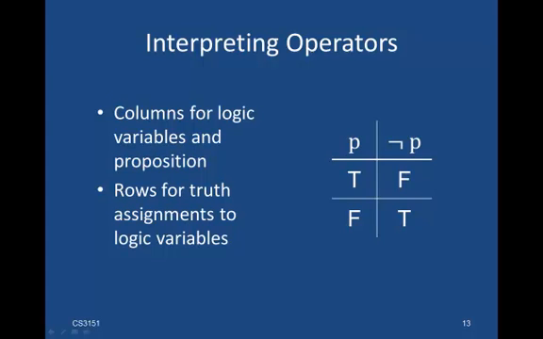Each row corresponds to a possible truth assignment to the operands. The negation operation flips the truth value of the operand. Thus, if p has a value true, then not p is false. We use the capital letter T and F to represent the truth value true and false respectively.